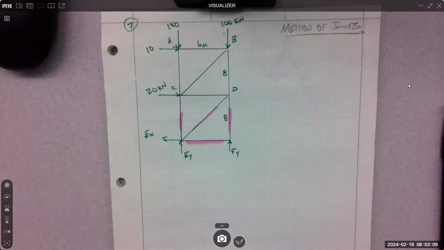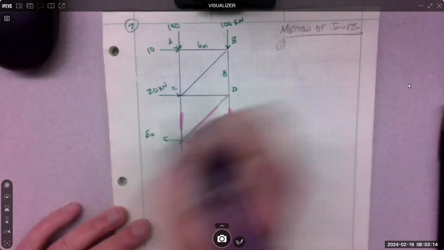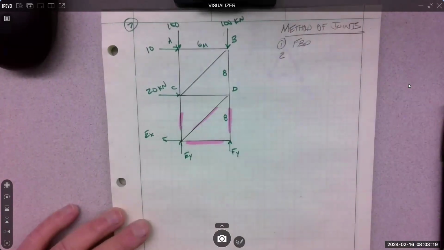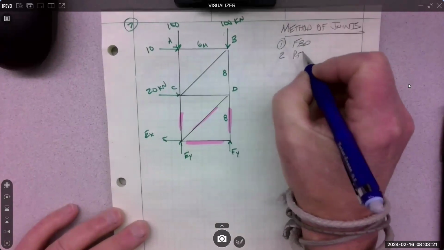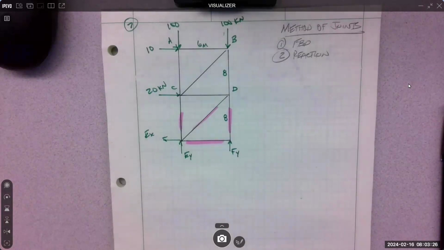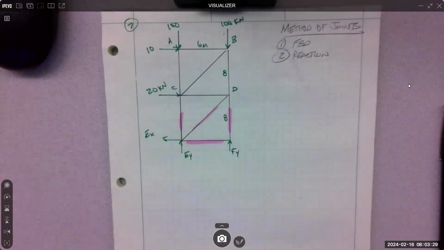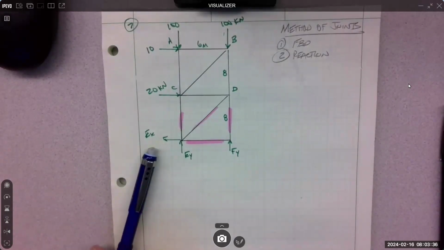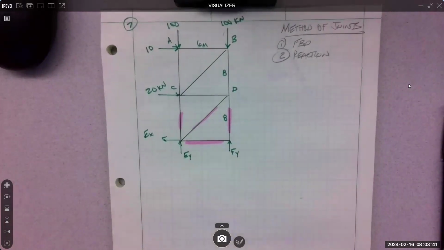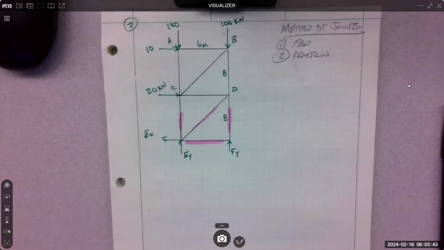All right. Should start with what? What's our first step? FBD. What's our second step? Reactions. What are those? Reactions are when we take a support out and we put a force in. So there was a pin at E, correct? And there was a roller at F. So I did that. 2 at E, 1 at F.